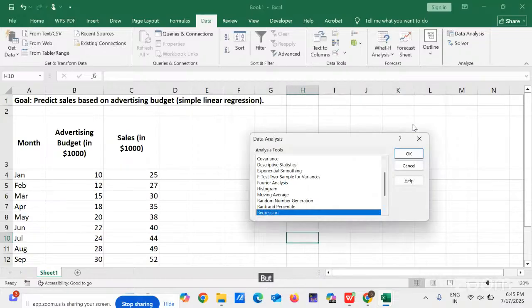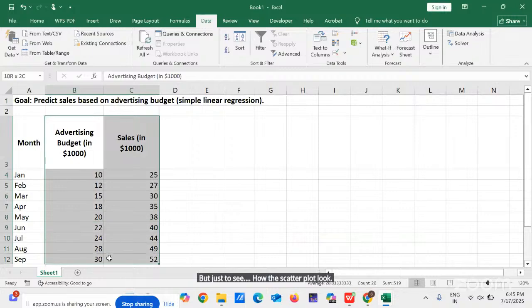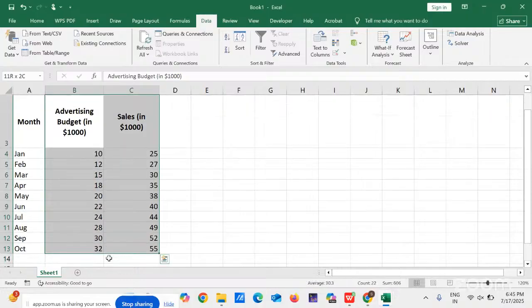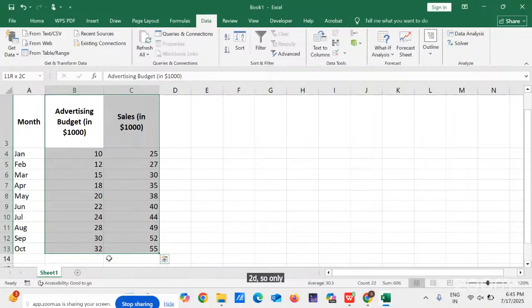But first, just to see how the scatter plot looks, you can select the data, only the independent variable and dependent variable. Of course it's 2D, so only two variables at a time. Even in simple regression we have only two variables, one independent and one dependent. But when we go for multiple regression, we will be doing two at a time.